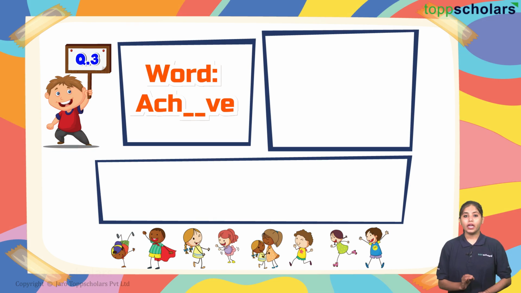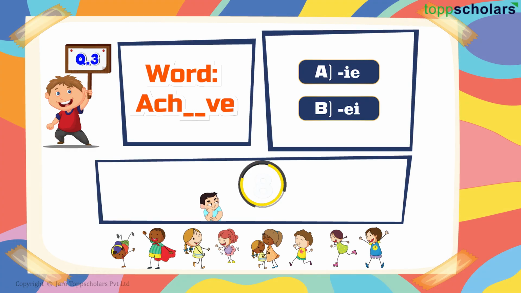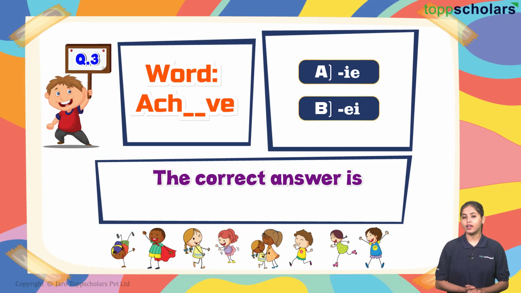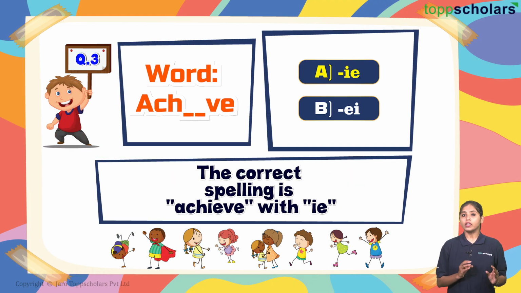Third, word ACH-VE. IE or EI. The correct answer is adding IE. The correct spelling is achieve with IE.